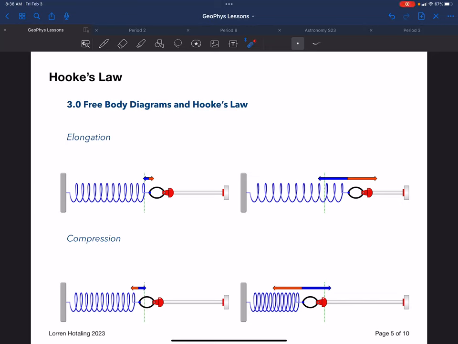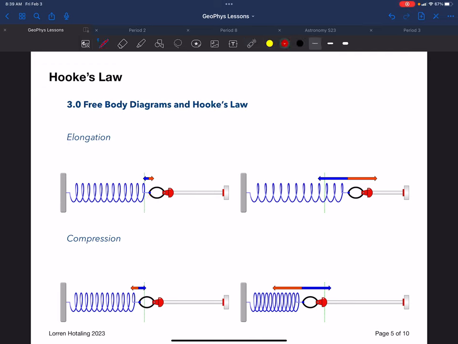In this segment, we are going to investigate the free body diagrams and Hooke's law. In our first series of diagrams, we'll look at elongation. So here we have the spring. There has been a force applied to it, and there has been a displacement. We notice there's this little bit of displacement, and there's a force involved.